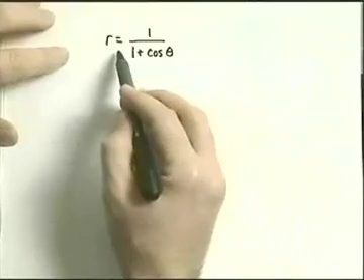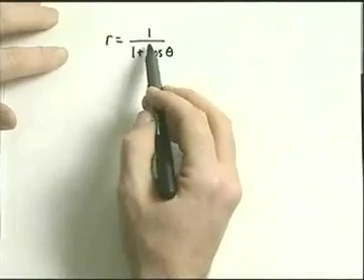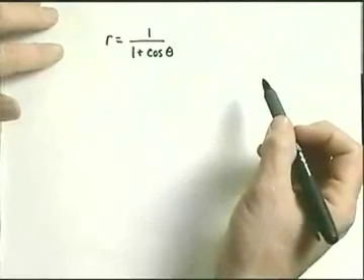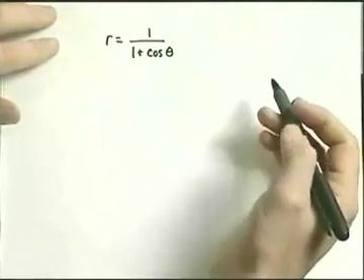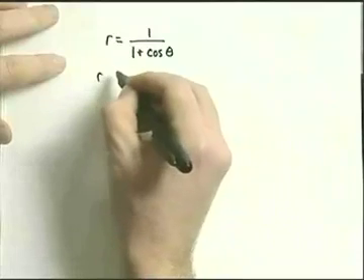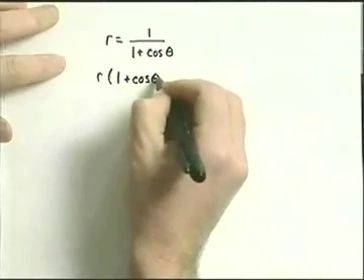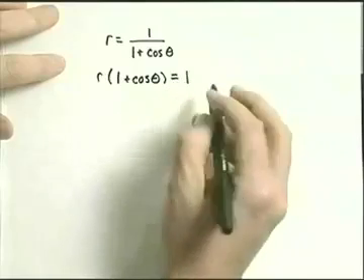Our goal in this next problem is to convert a polar equation to a rectangular equation. What we have here is r equals 1 divided by 1 plus cosine of theta. We're going to multiply both sides of the equation by 1 plus cosine of theta. So we get r times (1 plus cosine of theta) equals 1.